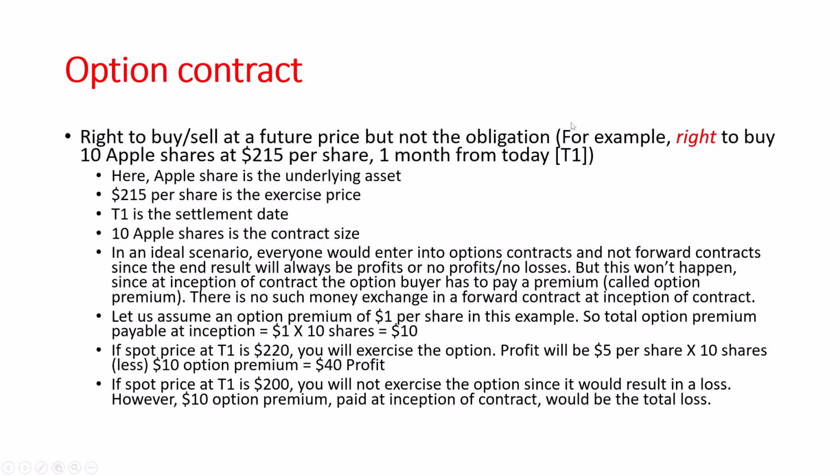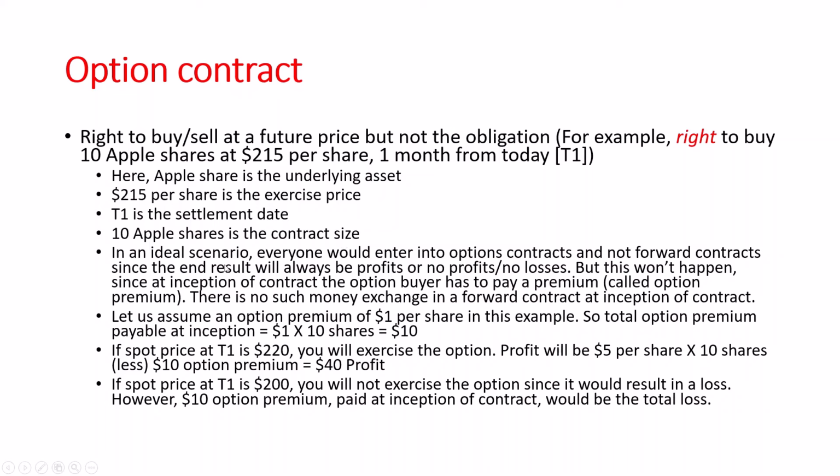Now here, for example, the right to buy 10 Apple shares at 215 per share 1 month from today. So I have kept the example very similar, but here you only have the right, you don't have the obligation. You've not contracted to buy it, you only purchase the right to buy. The wordings are very important. Now again, the Apple share is the underlying asset. 215 per share is the exercise price. T1 is the settlement date, and 10 Apple shares is the contract size.